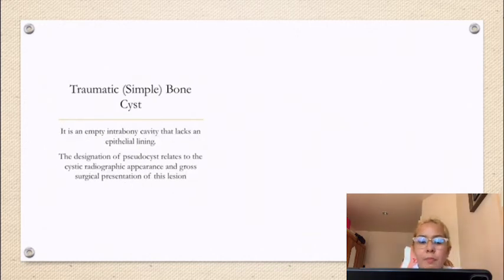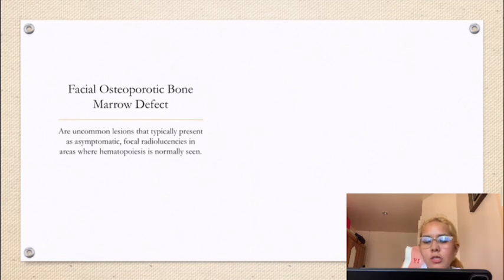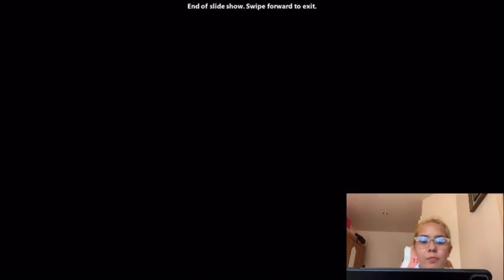The traumatic simple bone cyst is an empty intrabony cavity that lacks an epithelial lining. The designation of pseudocyst relates to the cystic radiographic appearance and gross surgical presentation of these lesions. The static bone cyst or Stafne bone defect is an anatomic indentation of the posterior lingual mandible that appears to resemble a cyst on radiographic examination. Focal osteoporotic bone marrow defects are uncommon lesions that typically present as asymptomatic focal radiolucencies in areas where hematopoiesis is normally seen. So that would be all.